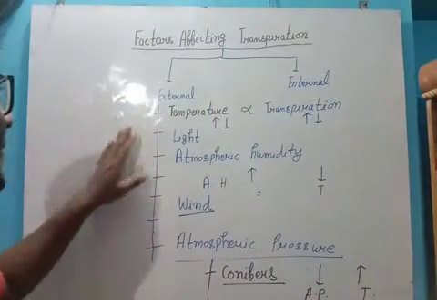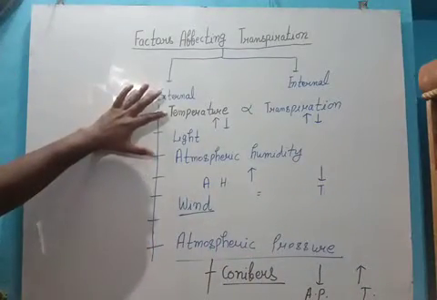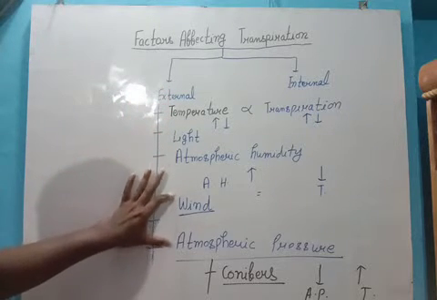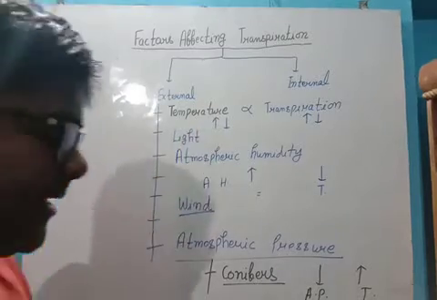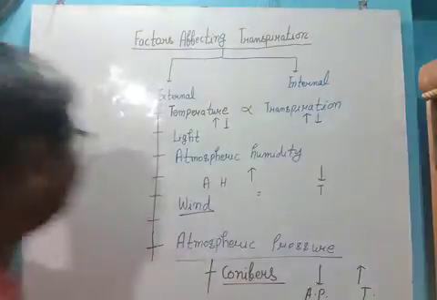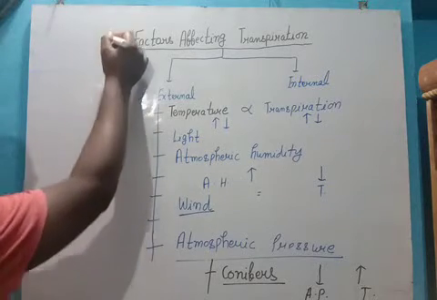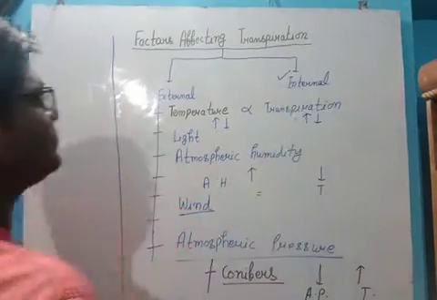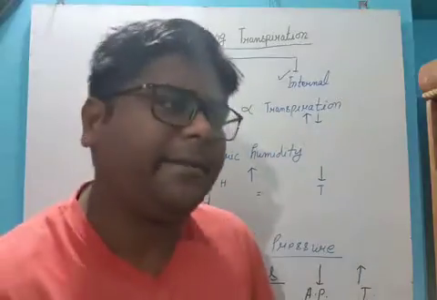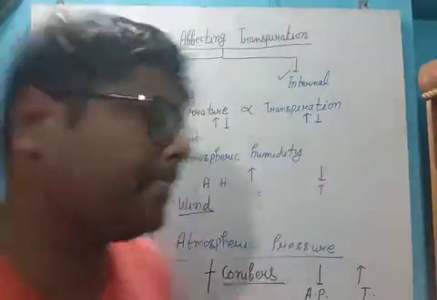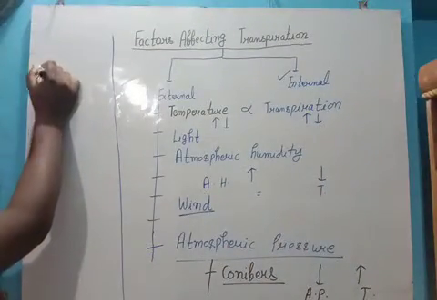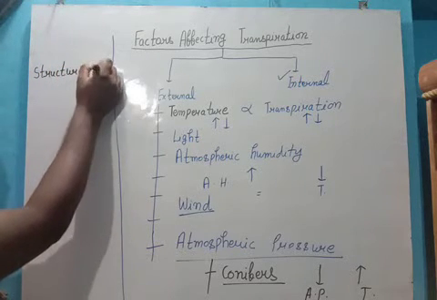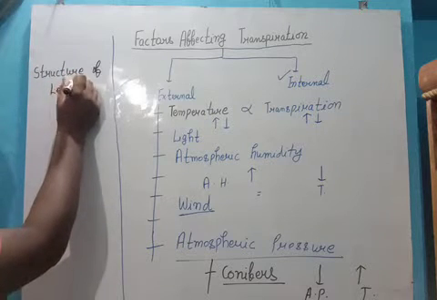So these are external factors. I gave you all: temperature, light, atmospheric humidity, wind, and atmospheric pressure. Now let's take internal factors. Try to focus here. Internal factors: we have various kinds of leaves. First, structure of leaf.